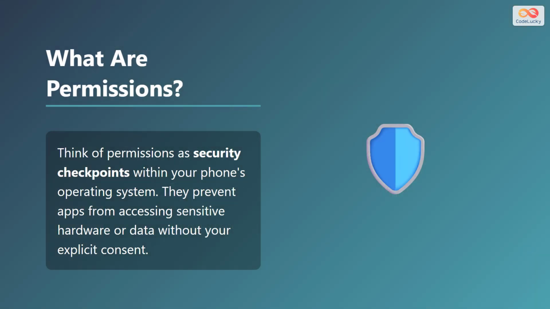First, let's understand what a permission actually is. Think of your phone's operating system as a secure building, and permissions are the security guards. They are strict checkpoints designed to stop apps from accessing sensitive parts of your phone, like your camera or messages, without your explicit say-so.